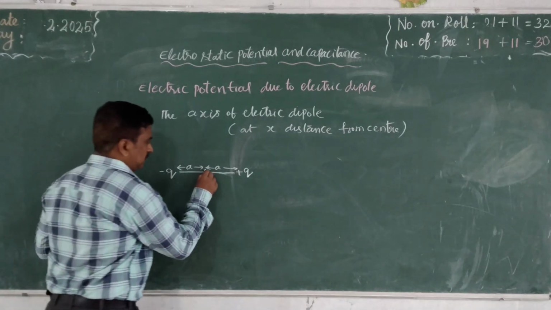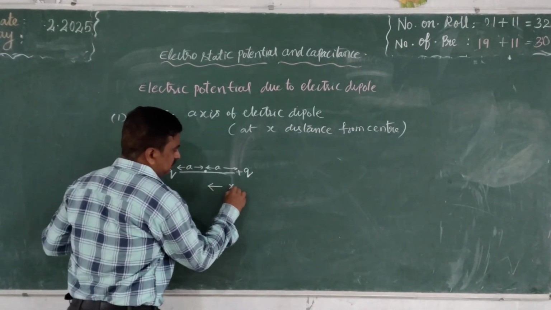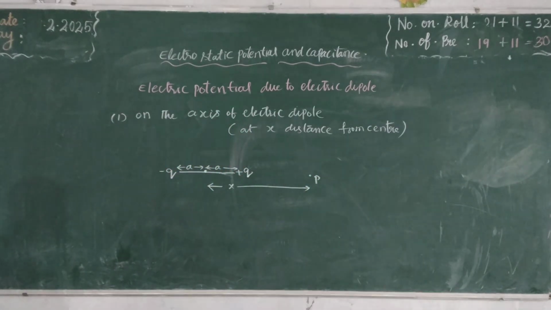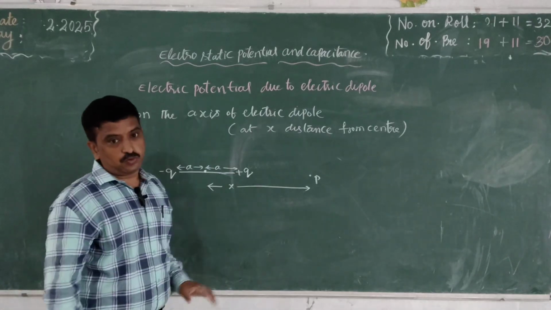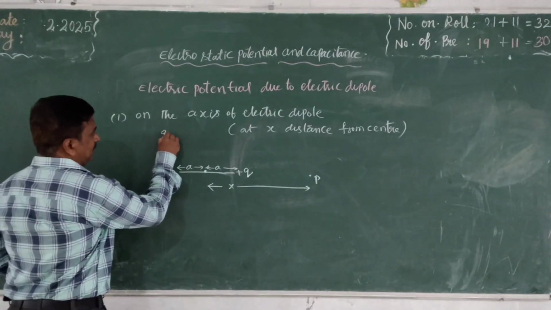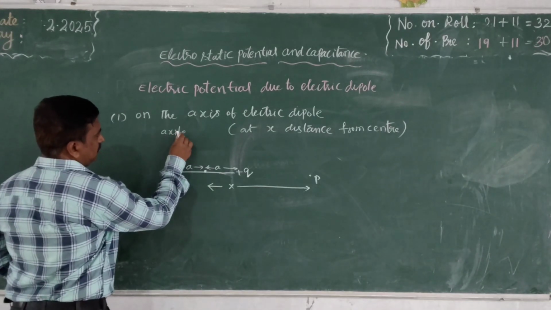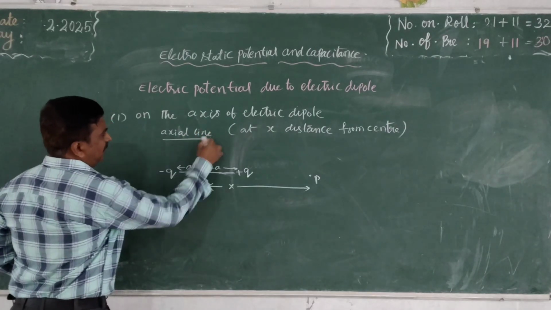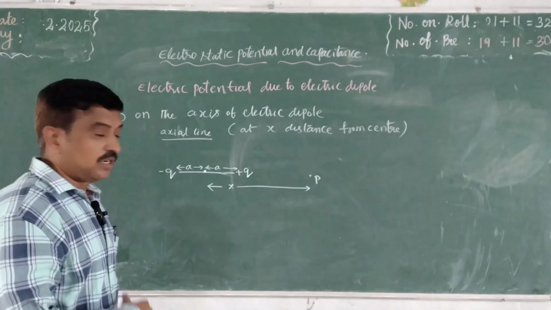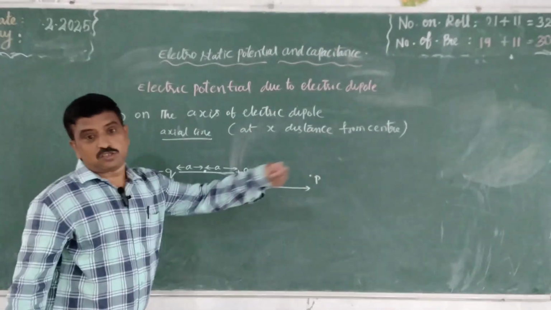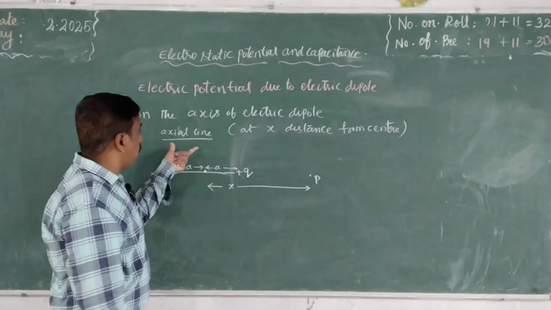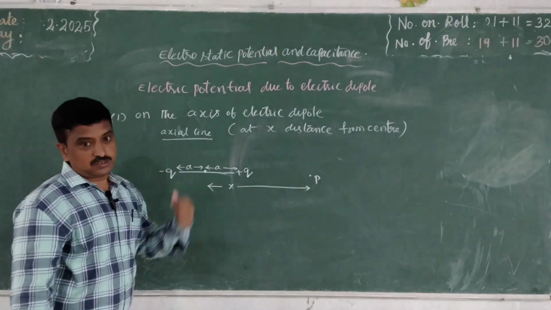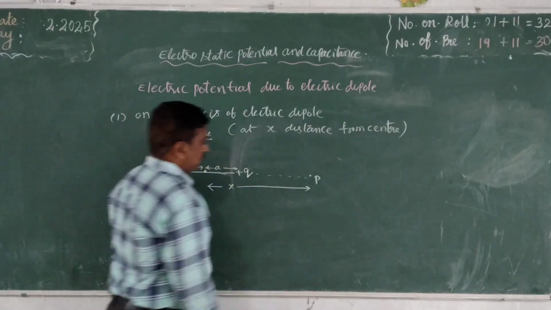From the center, at x distance at point P, we want to find out the electric potential. We call this the axial line. The axial line is the line which passes through the center of the electric dipole and along the axis of the electric dipole. On the axial line, what is the electric potential at point P, x distance from the center? That we want to find out.